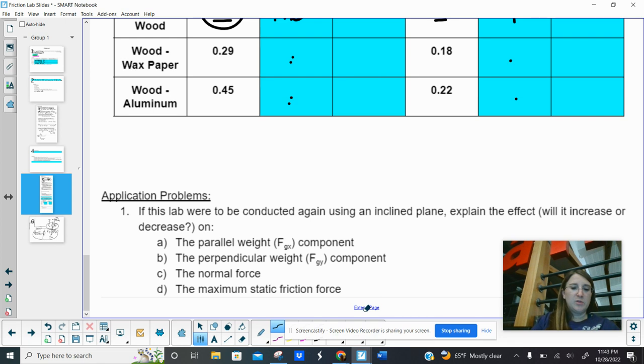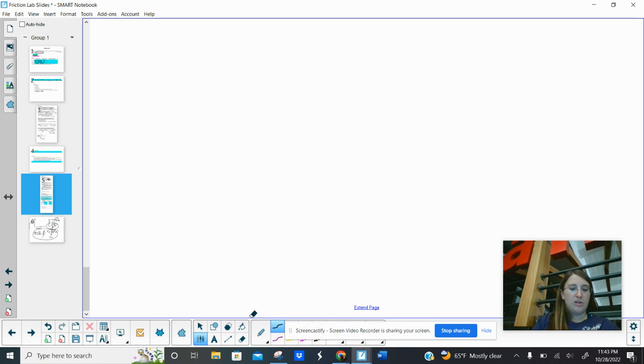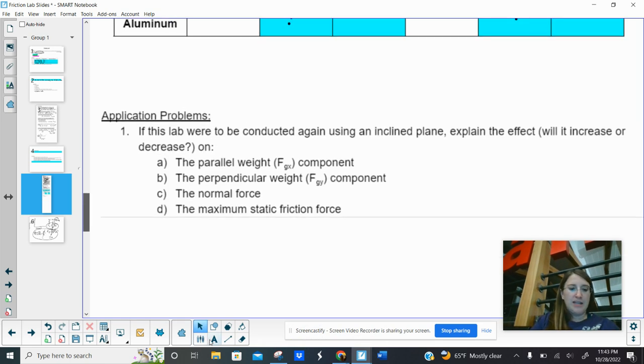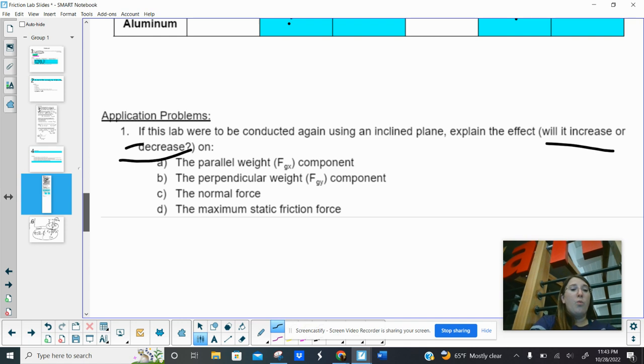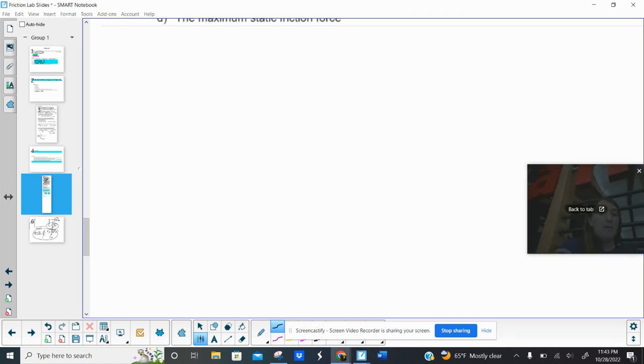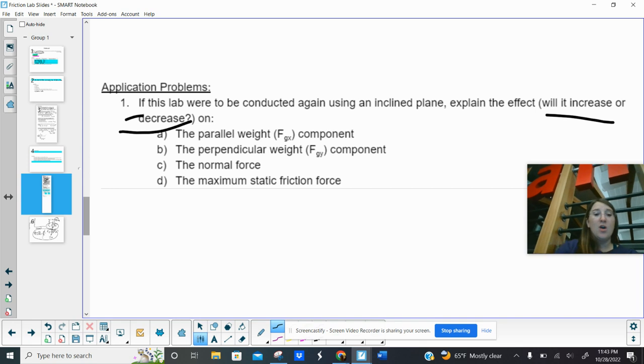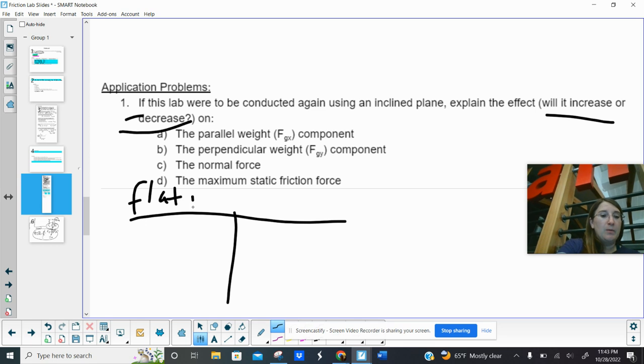So I'm just going to give you some hints on this one, and then I might talk about it on Wednesday if anybody's not certain of the answers. It says, if this lab were to be conducted again on an inclined plane, explain the effect on. When I say effect, we mean, how is it going to change? These things are either going to increase or decrease. So in order to know if it's going to increase or decrease, you need to think about what it is on a flat plane, which is the experiment we did, versus an inclined plane, and then you need to compare.